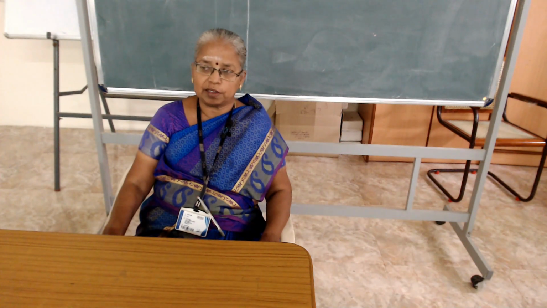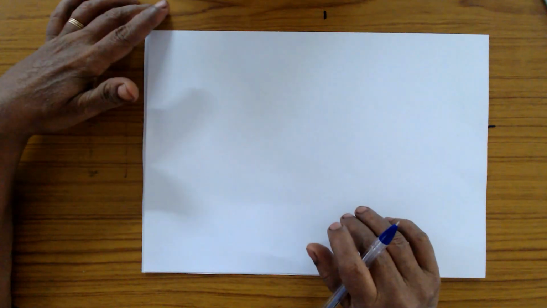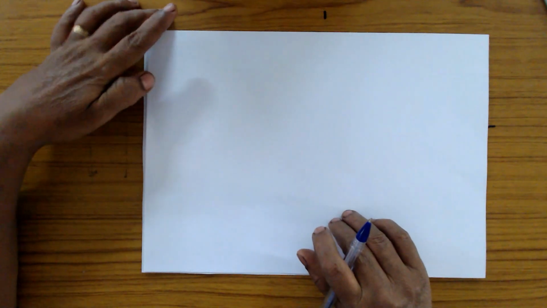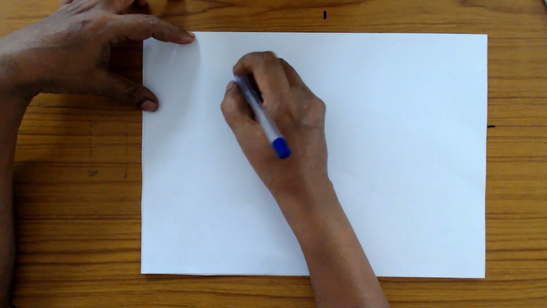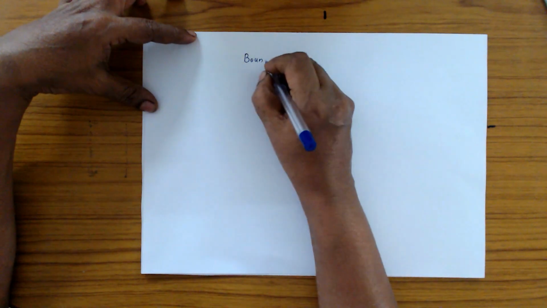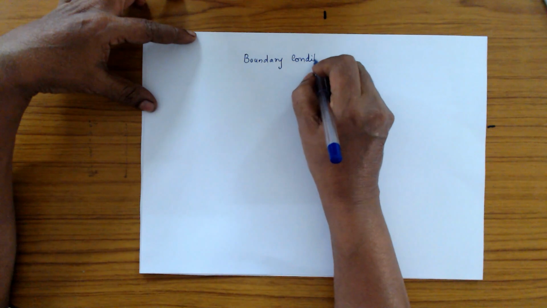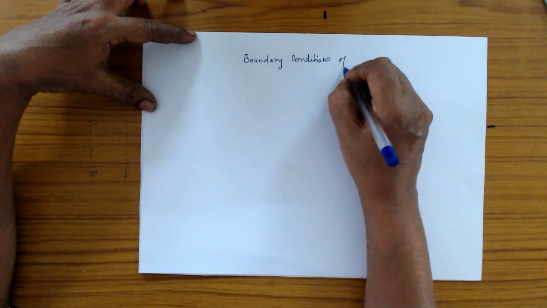In today's class, I am going to handle the electromagnetic field. In electromagnetic field theory, two things are very important: one is the electric field, and another is the magnetic field. In this class, we will discuss the electric fields. So in today's class, let us see the boundary conditions of the electric field. We are going to discuss the conditions at the interface of any media, that is, the boundary conditions of the electric field.